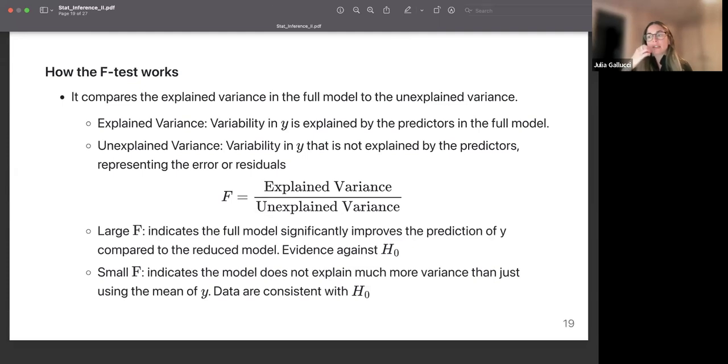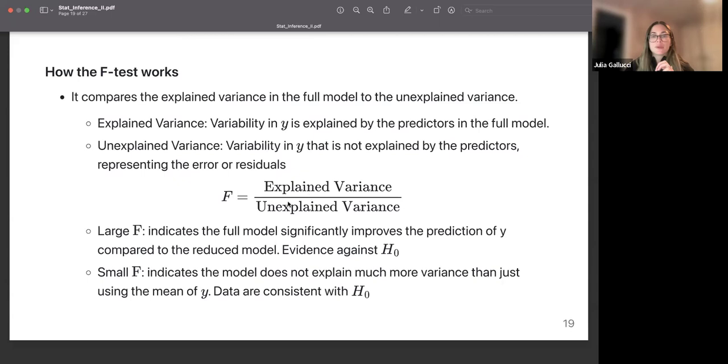So the F statistic is essentially a ratio that's comparing how well the full model explains variability in our response variable, so in house price, compared to how much variability is left unexplained. So the explained variance here is the proportion of variability in our response variable that's explained by our predictors in the model. So in other words, how much of the change in house price can be explained by these predictors like house size, neighborhood, number of bedrooms.